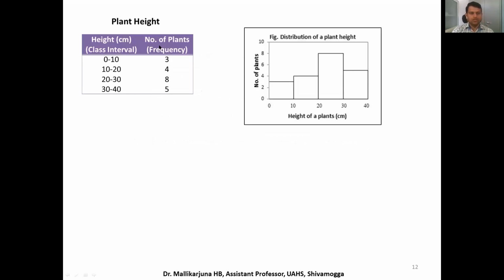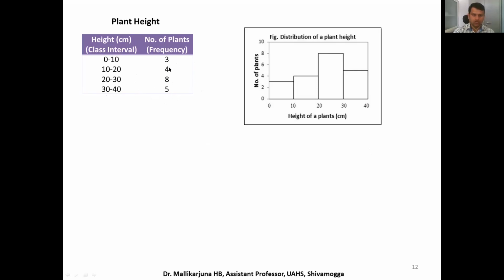Now, I'm considering here the plant height. This is a continuous frequency distribution. This is the plant height. This is the class interval I've taken, and the number of plants. So 0 to 10 centimeter, there are 3 plants. 10 to 20 centimeter, 4 plants. 20 to 30 centimeter, 8 plants. 30 to 40 centimeter, 5 plants.